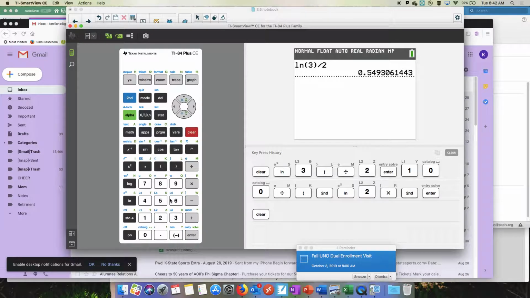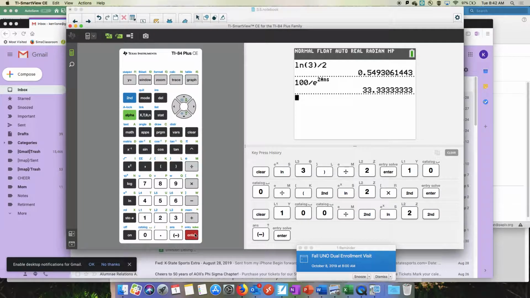100 divided by e to the 2. Second answer, right there, will just bring up what you typed in before. So instead of having to type it all out again, I just said second answer. Or you can arrow up and highlight over it and press enter and it'll bring it up. Okay.